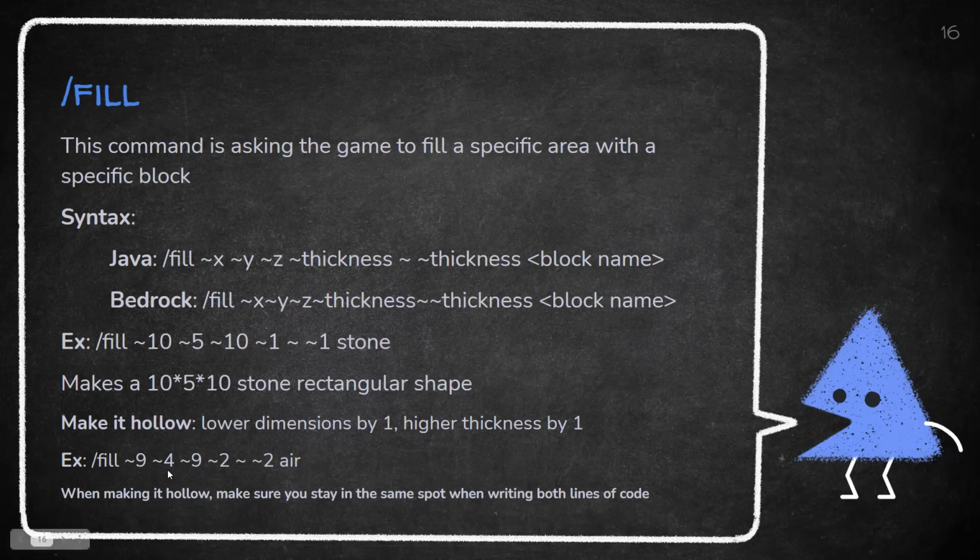So that's basically why it's air instead of an actual block. All right, and also when making it hollow, you have to make sure to stay in the same spot when writing both lines of code, otherwise it won't work. So just remember that. If you'd like to make something hollow, you have to stay in the same spot.